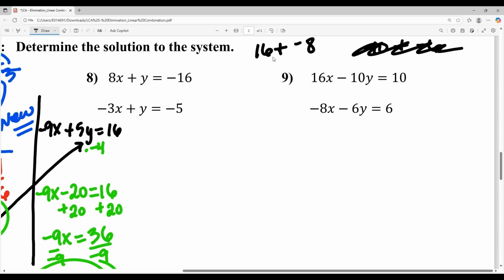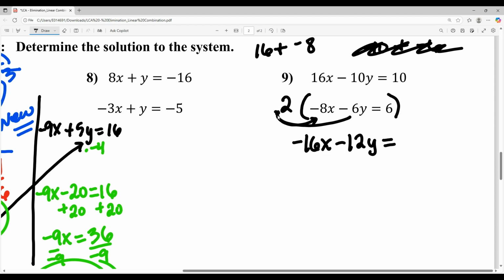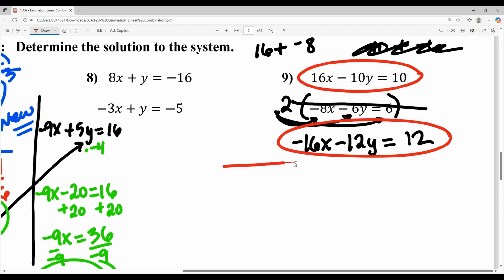Now, first thing I'm going to mention, they're already opposite signs, so I don't need to change the sign. Okay? Is there a number that I can multiply 8 by to turn it into 16? 2. So I'm going to multiply this equation by 2. Make sure that you distribute. So this becomes negative 16x negative 12y equals 12. Okay, now that equation is gone. I'm not using that one. I'm using the top equation. So now I'm using this equation and this equation to combine. Okay, does that make sense? Any questions? Okay, get busy.